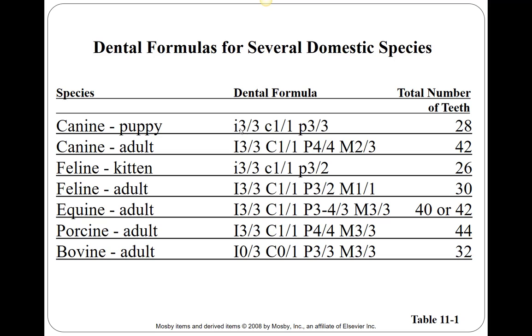We add those together, so 3 plus 3 is 6, plus 1 plus 1 is 8, plus 3 plus 3 gives you 14. So there's 28 teeth in a puppy's mouth.